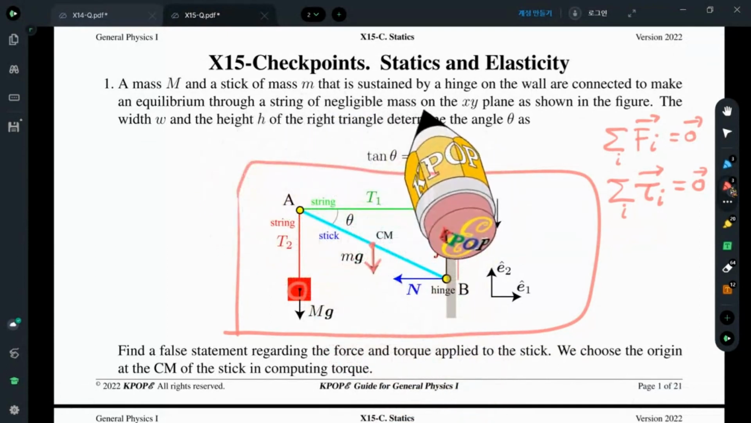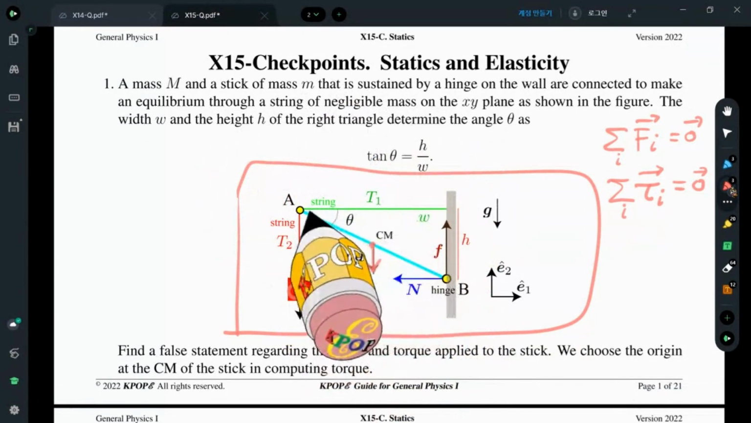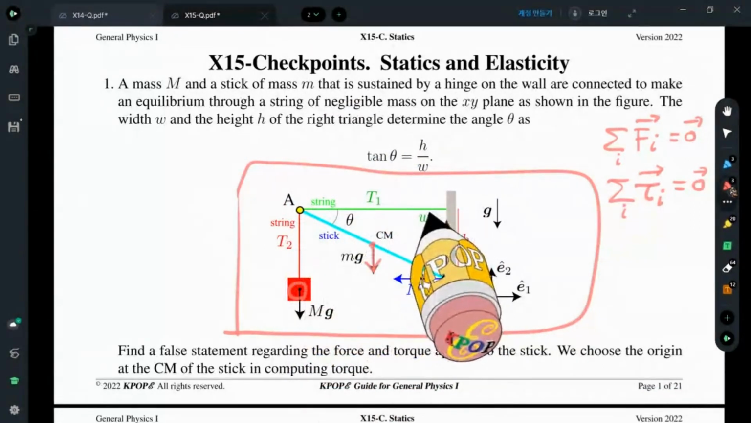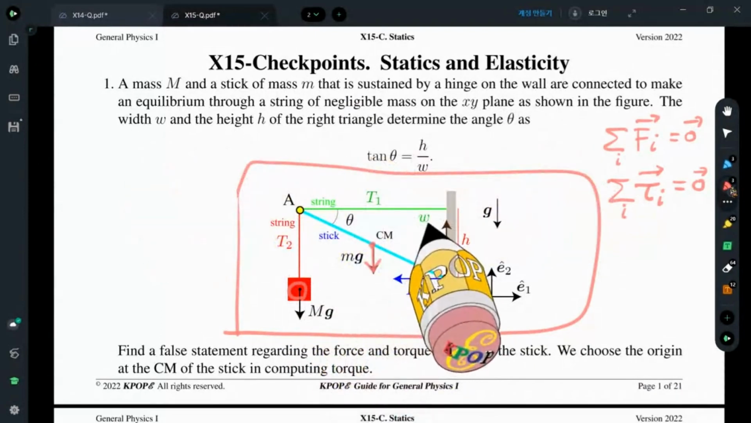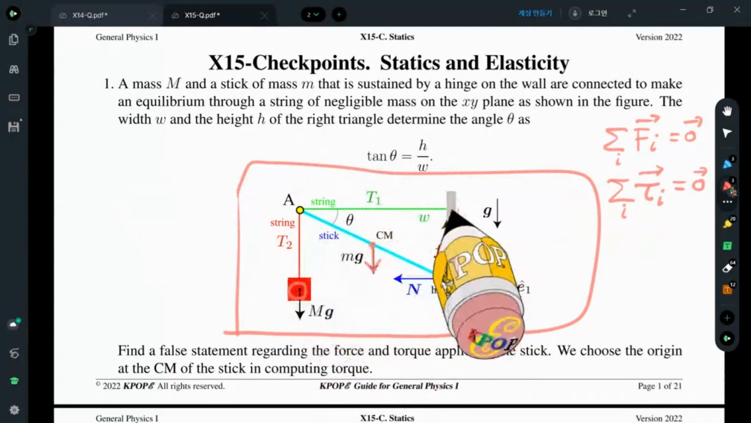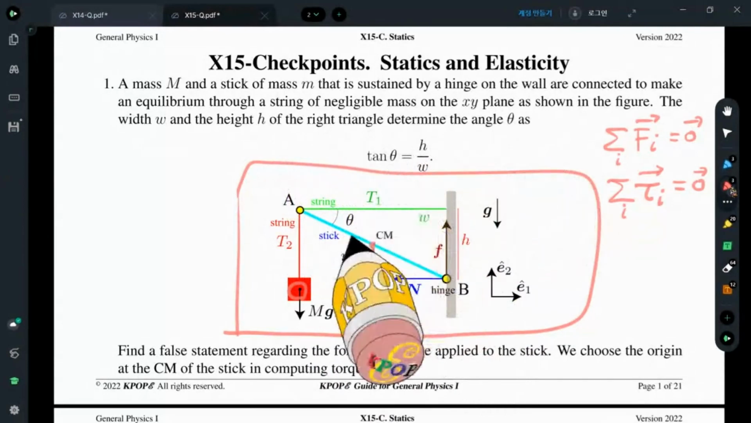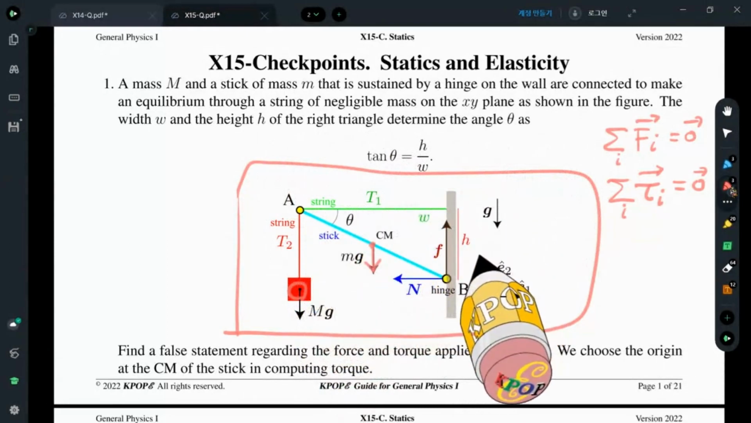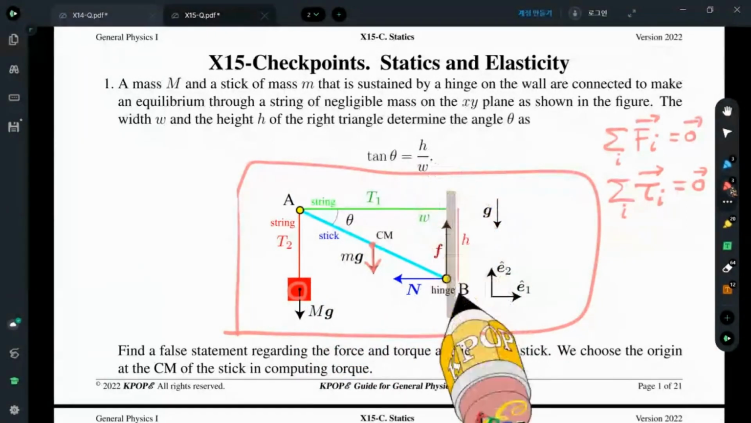The strings are of negligible mass, so we do not consider the mass of the strings; these strings just transmit forces. This is the width W, and this is the height H. The triangle determines the angle theta, so tangent theta is H over W.